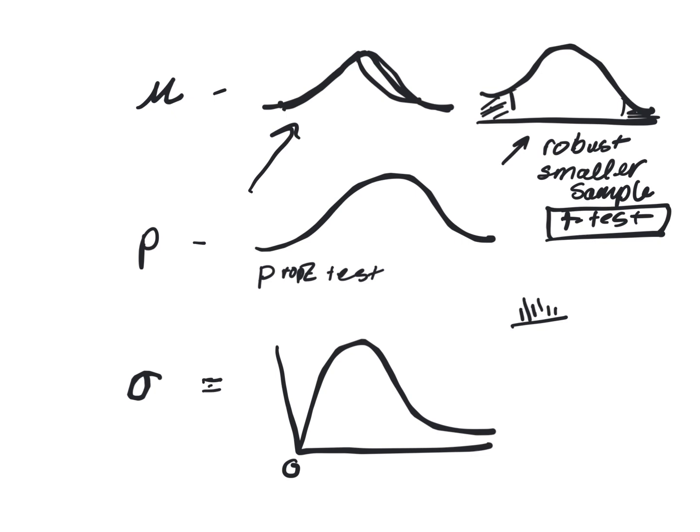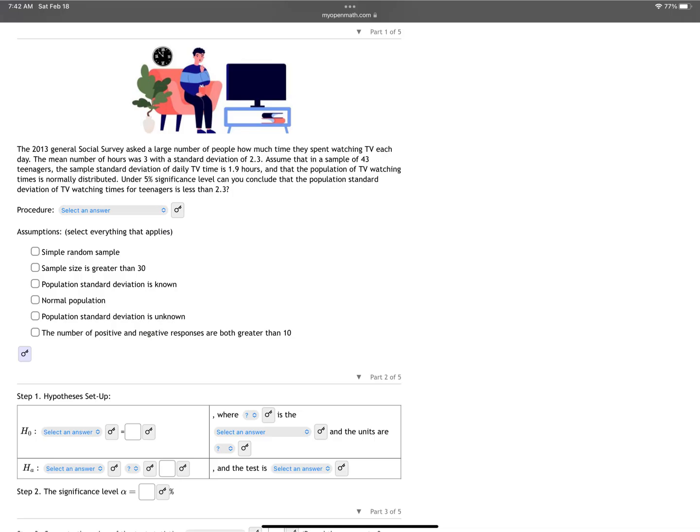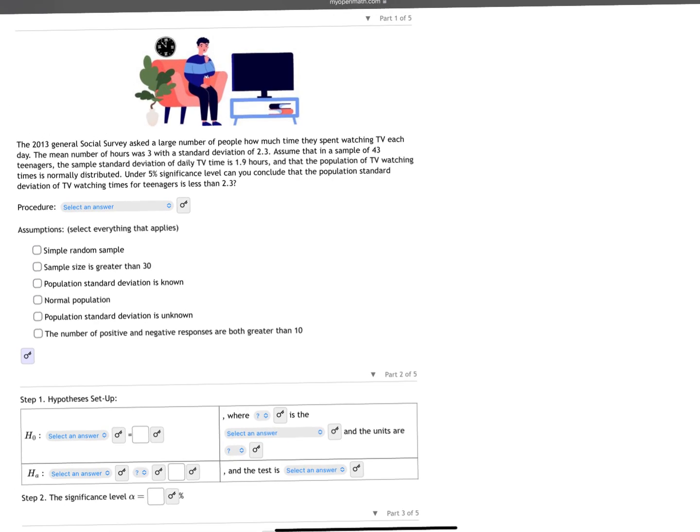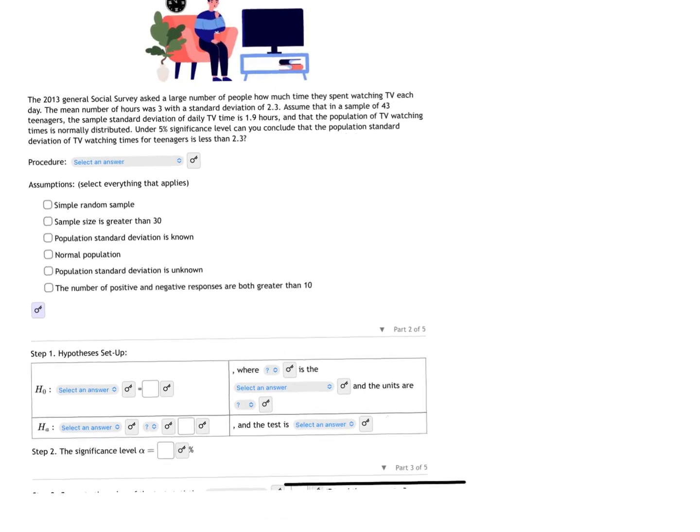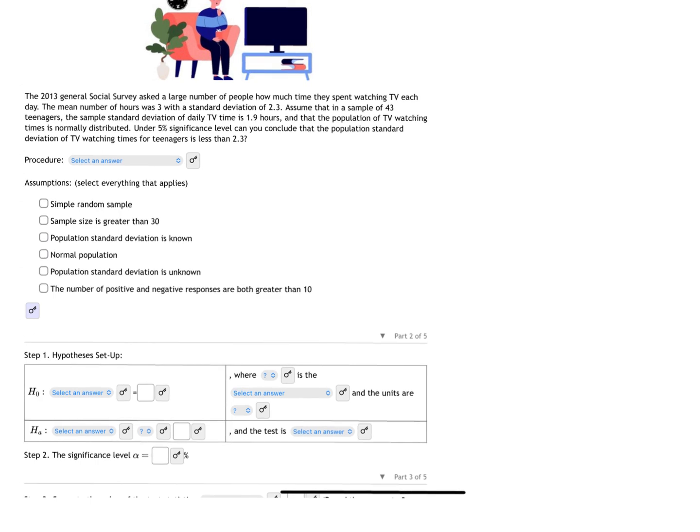So here we go. I'm going to go through a one sample chi-square test for you right now. It says the 2013 General Social Survey asked how many hours were spent watching TV each day. The mean number was this, with a standard deviation of 2.3. Assume a sample of 43 teenagers was sampled, and we're going to test if the standard deviation of the teenagers is the same as the standard deviation of the General Social Survey. So we're going to test to see if these are the same or not.